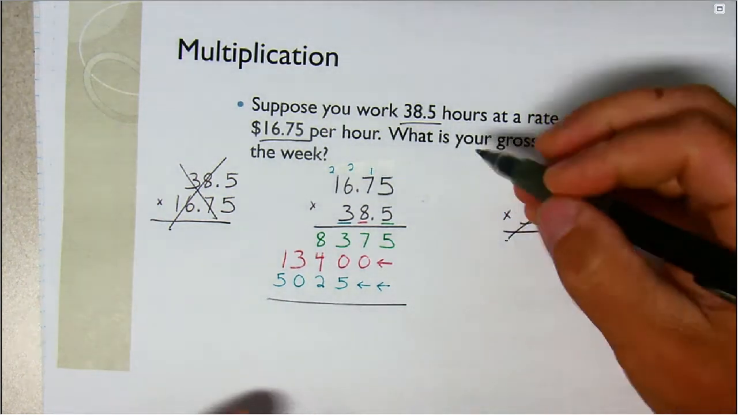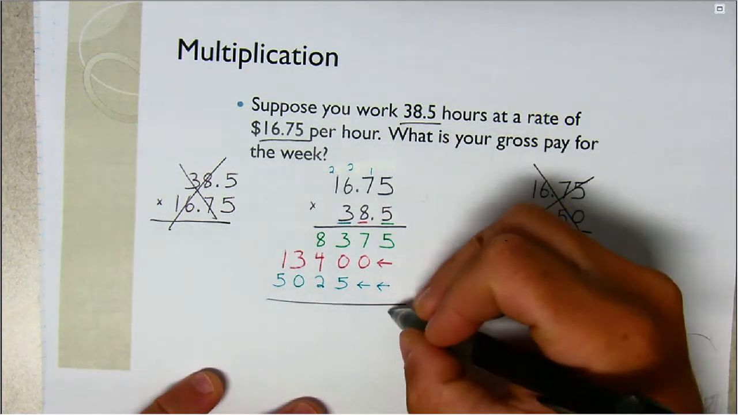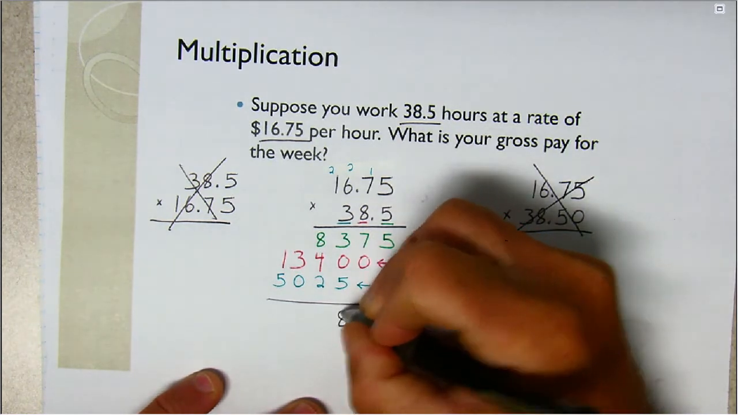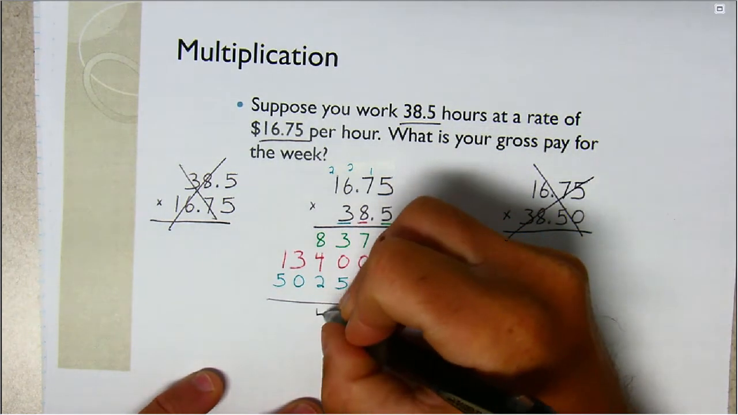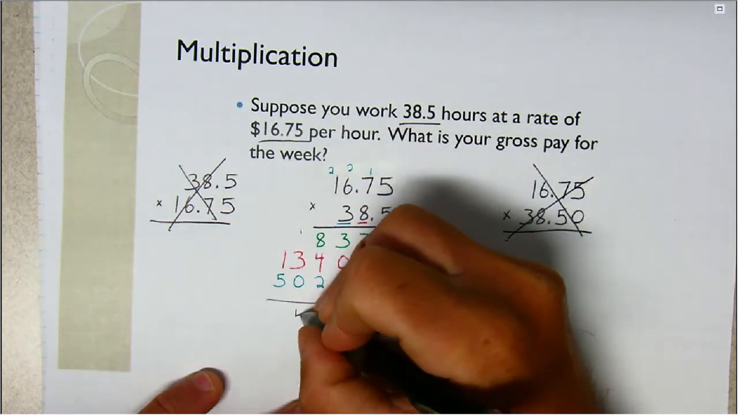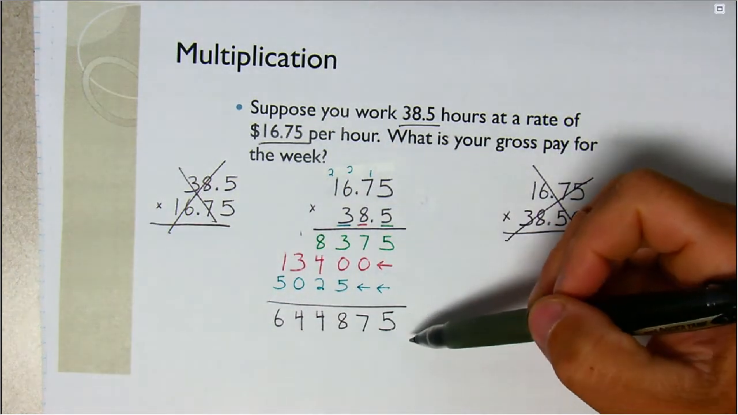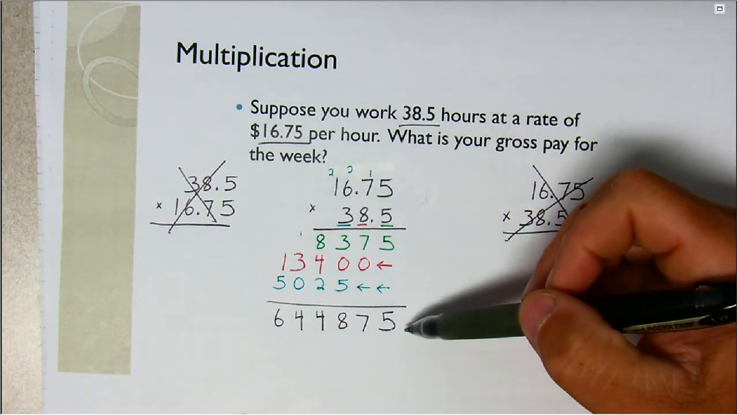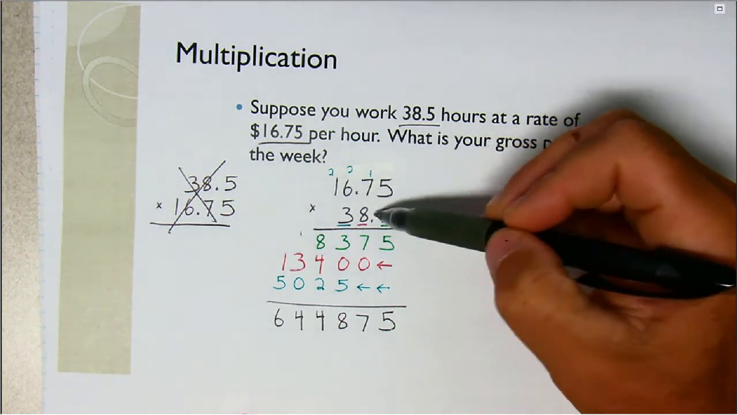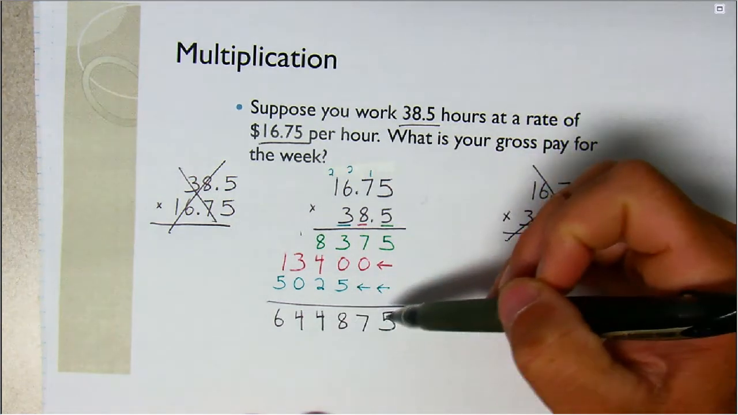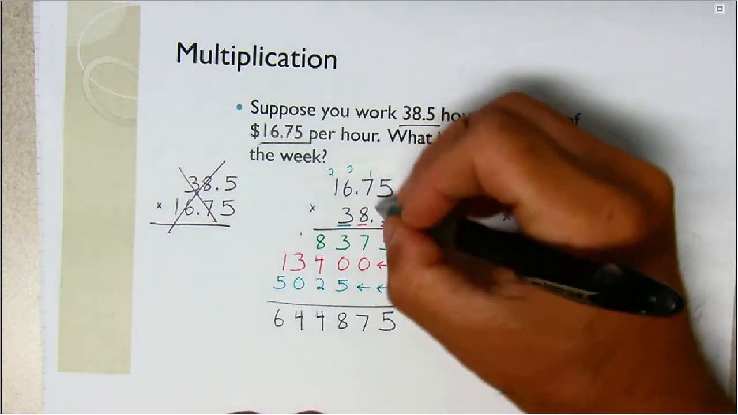Now that we've done all that multiplication, we're going to add up all these columns. We have 5, 7, 8, 14, and we'll carry that one, 4, and 6. Now, 644,875, that's certainly our result, but we've got a decimal point in there somewhere. Notice the decimal doesn't line up, so that doesn't tell us where the decimal goes here like it does when we're adding or subtracting. Instead, we count total decimal places.